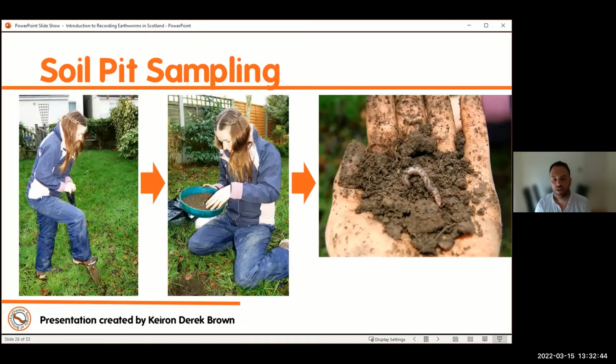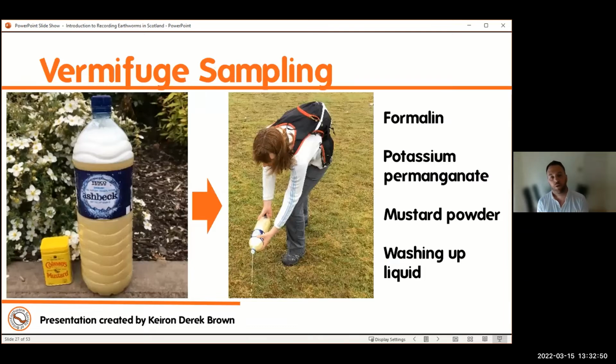If you've got an area that you can't dig in, or you just don't want to dig, another way of getting earthworms out of the ground is to use what we call a vermifuge. So vermi means worm, fuge means to separate, and what this does is it separates the earthworms from the soil. So it's an irritant to the earthworms and it brings them out of the ground. Different vermifuges have been used throughout time. So we've got formalin, potassium permanganate, a mustard powder solution and washing up liquid.